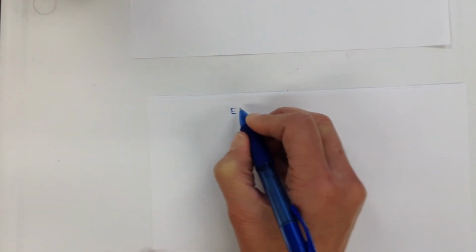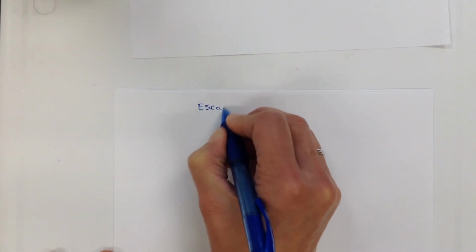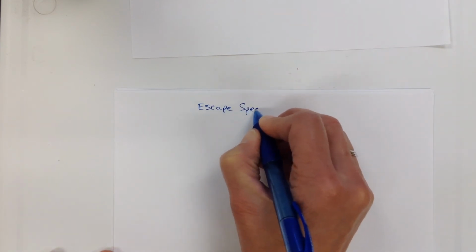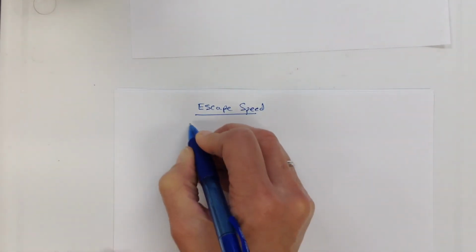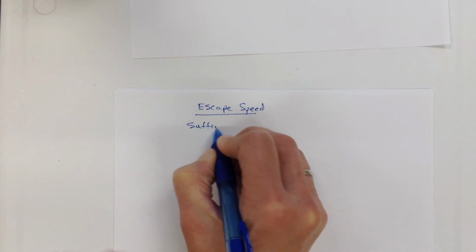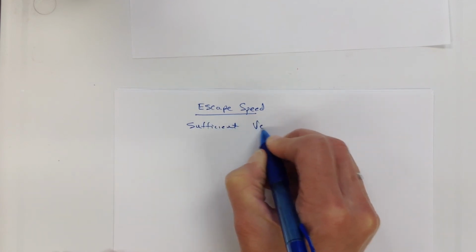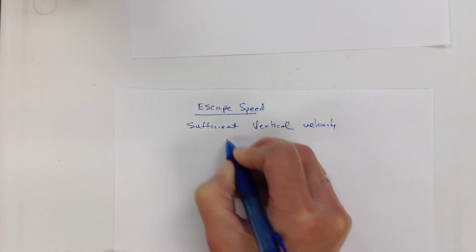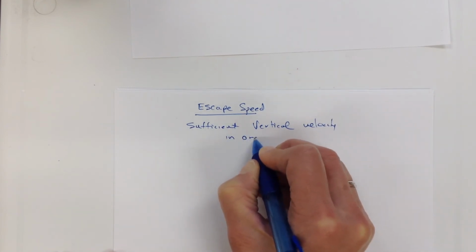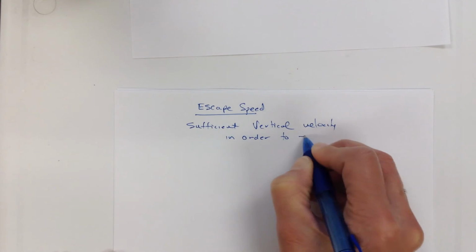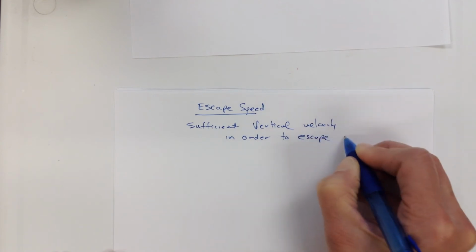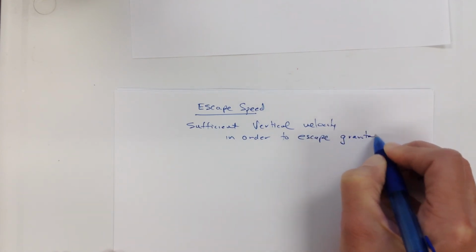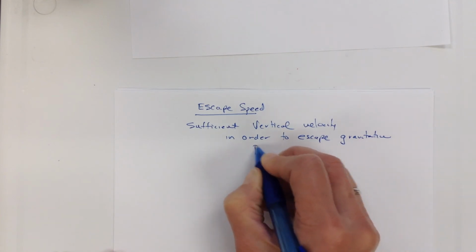All right, and this is ultimately where we wanted to be. So escape speed. Escape speed means that we want to have sufficient vertical velocity in order to escape the gravitational pull of a planet. I'm writing that all down.